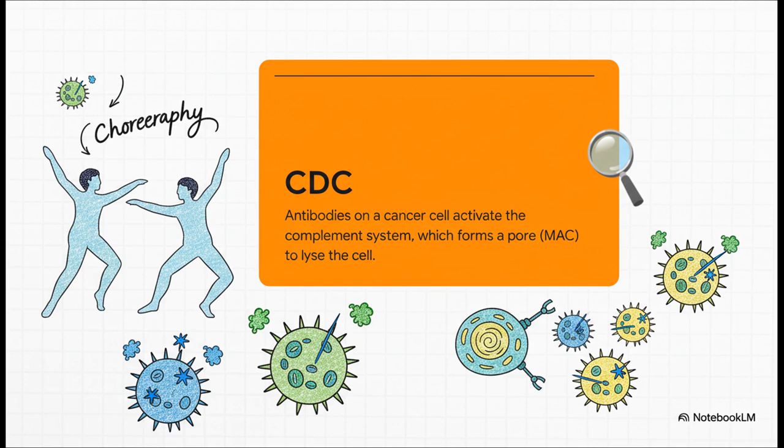There's also complement-dependent cytotoxicity. In this move, when the antibody latches onto the cancer cell, it kicks off this massive domino effect in the blood called the complement system. This whole chain reaction ends by building something called the membrane attack complex, which, and this is wild, literally punches holes all over the cancer cell's surface until it just bursts.